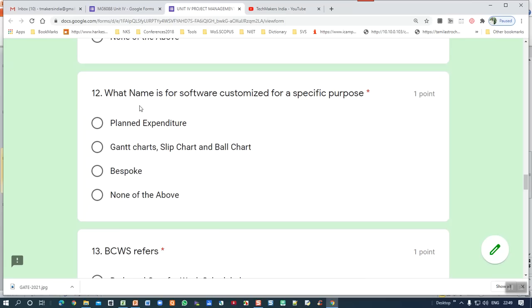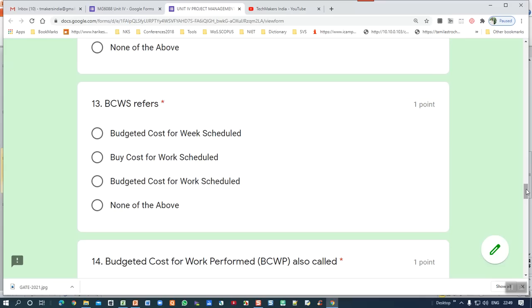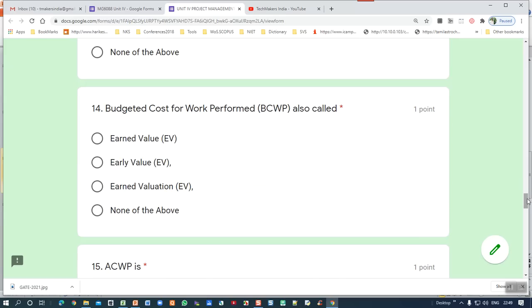12th question. What name is for software customized? The software customized is called bespoke. This is a customized software design or development. Next one is BCWS, budgeted cost for work scheduled. Please remember this abbreviated term as well as the meaning. Very important questions. 14th. Budgeted cost for work performed, also called what? Earned value. So BCWP is called earned value.